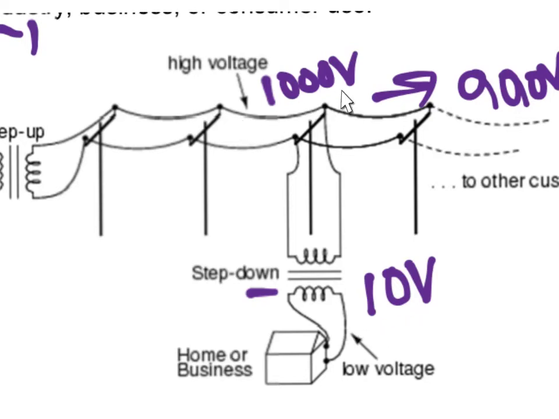So let's say I start with 1,000 volts. If I use 10 volts for this home, there will be 990 volts left for other customers, and it just keeps stepping down from there until you power up all your homes.